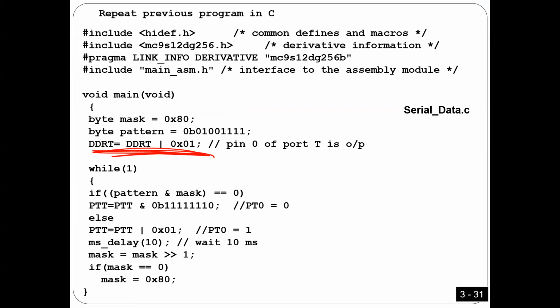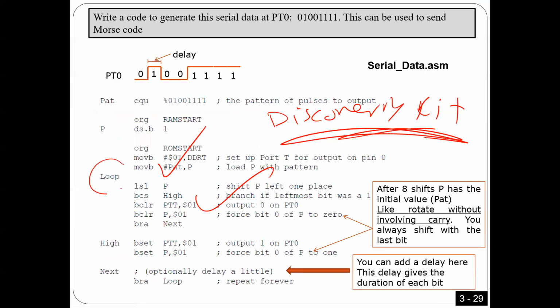Also, here you have to program the direction register, guys. You have to make sure, because I'm going to use PT0, that you program PT0 as output. So this is the way you have to do it here. Is that okay? And then I have an infinite loop here. Yeah, it's exactly the same as the previous one; you also have an infinite loop here.